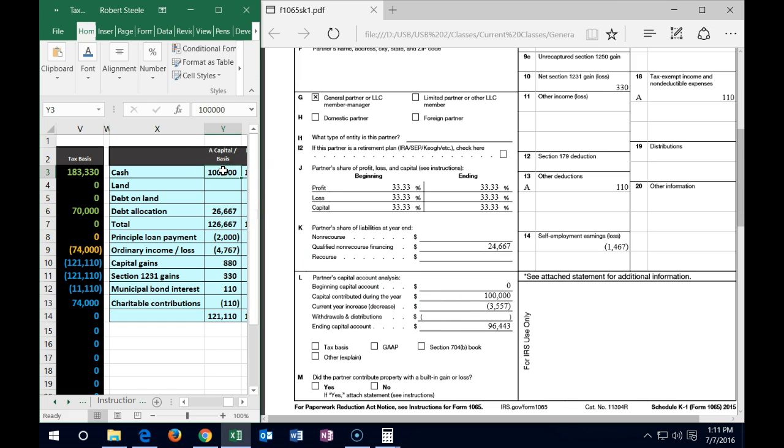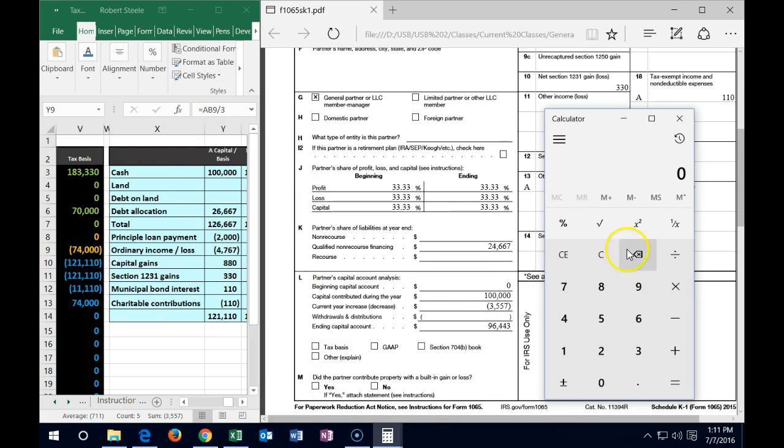And then down here we've got the capital that was contributed. That's this number here. Then we've got the current year increase or decrease. Now that's not going to be the ordinary income. That's everything. That's all the income and expenses allocated. That's like net income allocated to A. So here's the loss, capital gains, 1231, the bond interest, and charitable deduction, which add up to this 3,557. That's the 3,557 loss. So then the 100,000 less the 3,557 adds up to the 96,443. And of course, if we add those up, the 96,443 plus the 24,667 adds up to the 121,110. There's the 121,110, our calculation for A's capital account broken out on A's K-1.